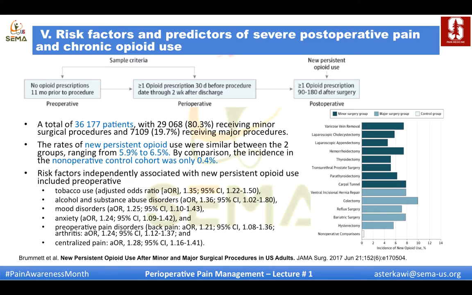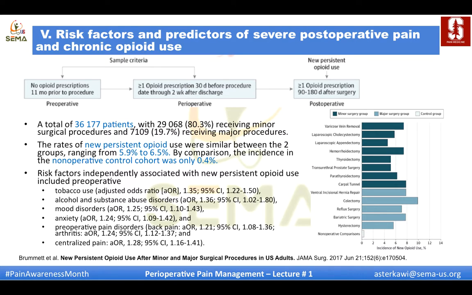This is one of the big database studies where the authors looked at almost 36,000 patients who underwent either minor or major surgery. The sampling criteria was they looked at people who had no opioid prescription prior to surgery and those who had, and followed them all the way up to 3 to 6 months after the surgery. If any patient at that time was taking one or more opioid, then they defined that as new persistent opioid use if they were not using before surgery.